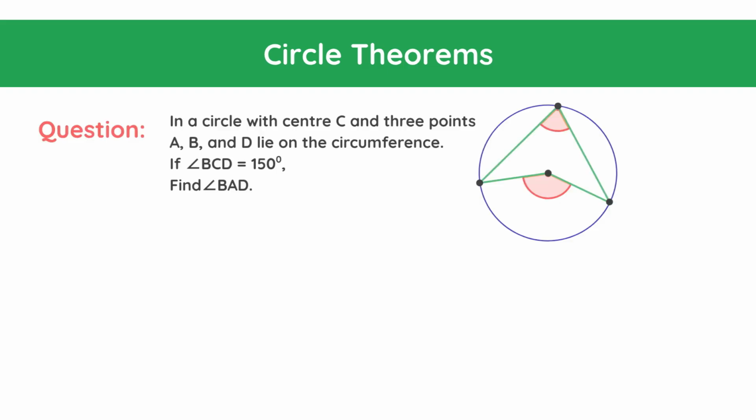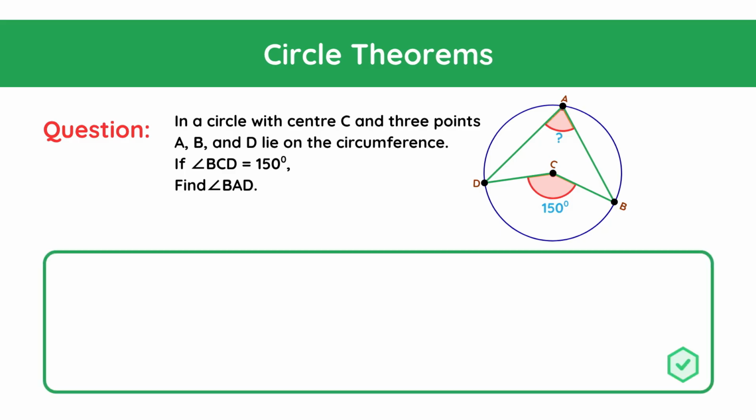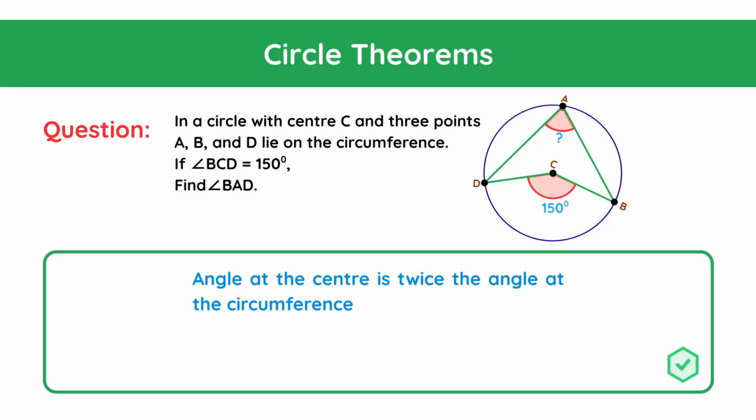Let's do an example. We have a circle with center C and 3 points A, B and D on the circumference. The angle at the center BCD is 150 degrees. We are asked to find the angle BAD, which is the angle at the circumference standing on the same arc BD. The rule tells us the angle at the center is twice the angle at the circumference. So to go the other way, we just divide. Angle BAD equals 150 divided by 2, which is 75 degrees. And that's the answer. See how clean that is. One rule, one division, done.